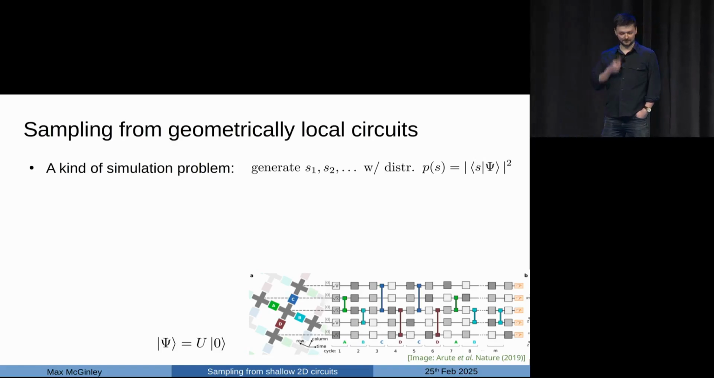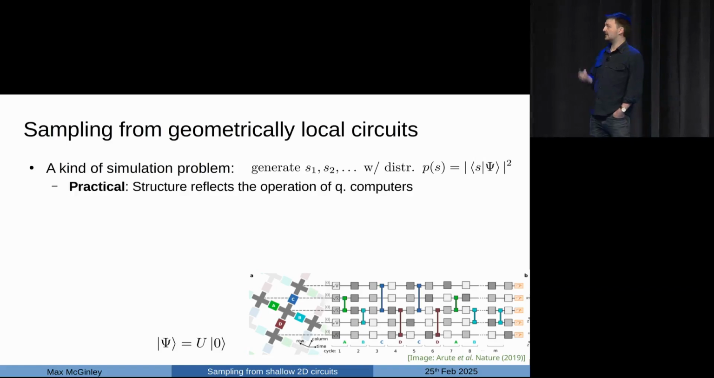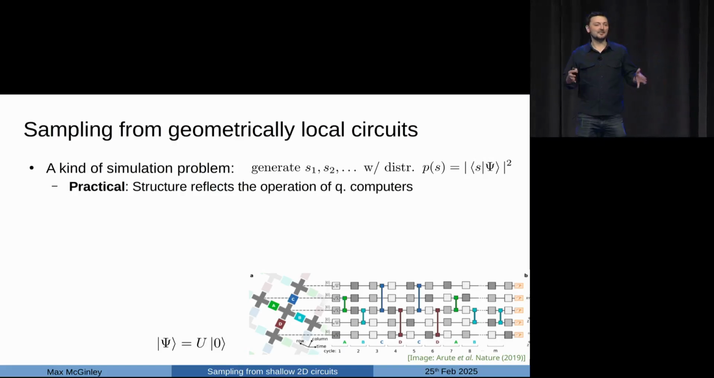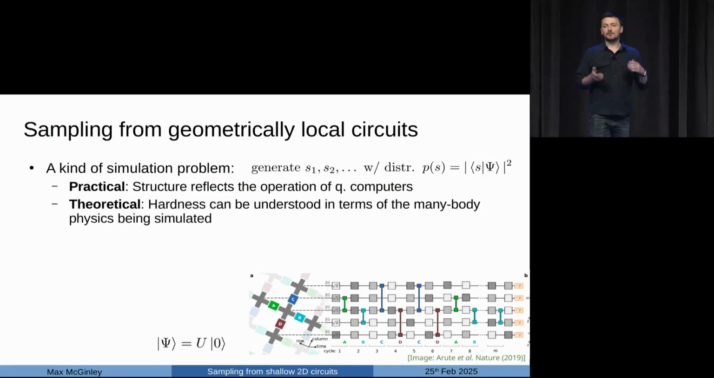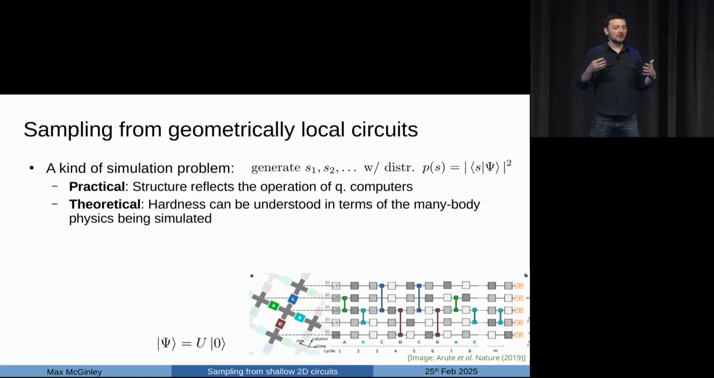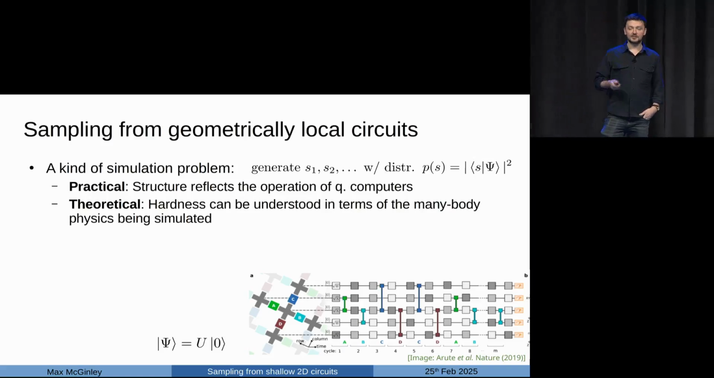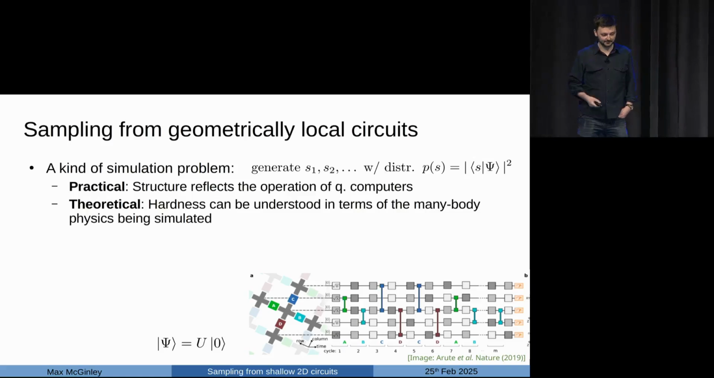And there's a couple of reasons to think about these kind of problems. I mean, first of all, there's a practical aspect, particularly when we think about geometrically local circuits, that these are basically problems that are set up almost by design to be executable on a quantum computer. But for me, there's also a kind of theoretical appeal, which is that we can relate somehow the complexity or the hardness of simulating this kind of dynamics to the underlying many-body physics of circuits.